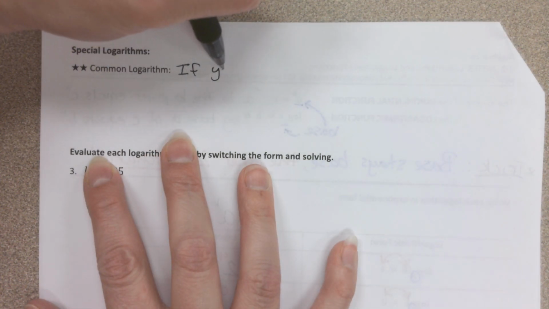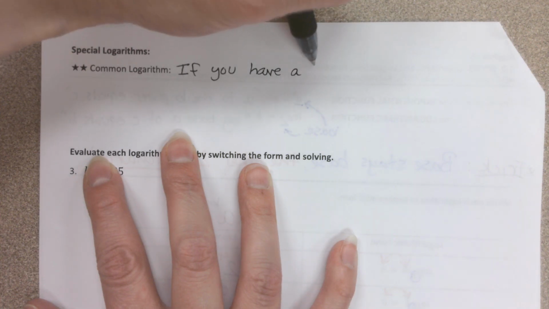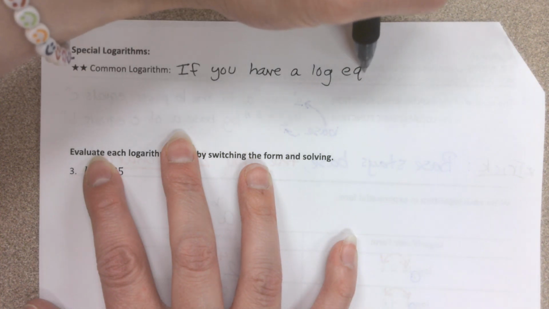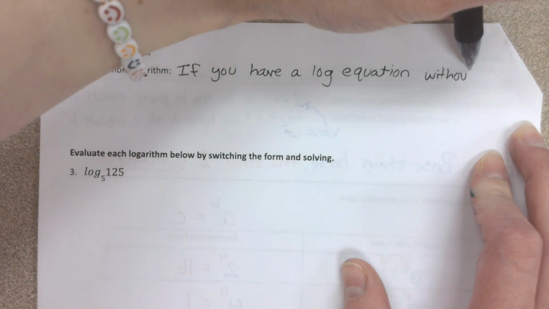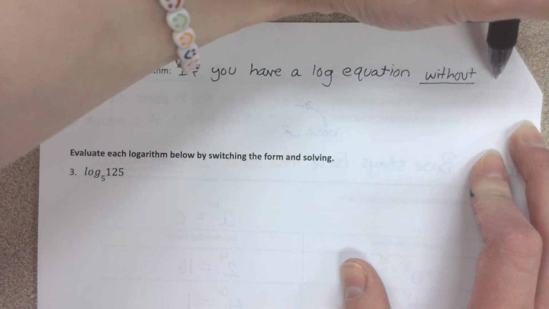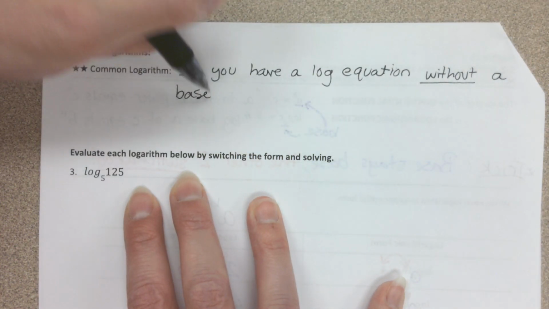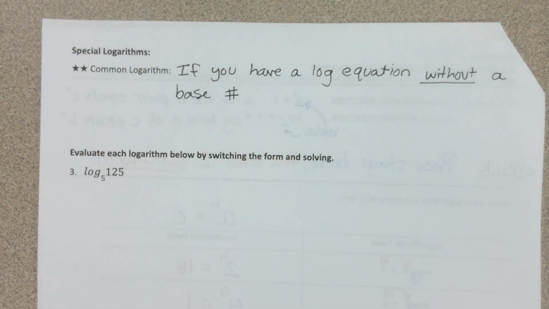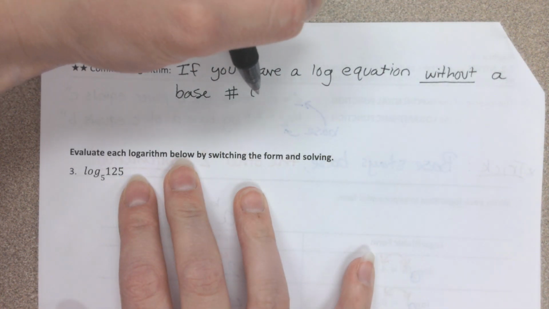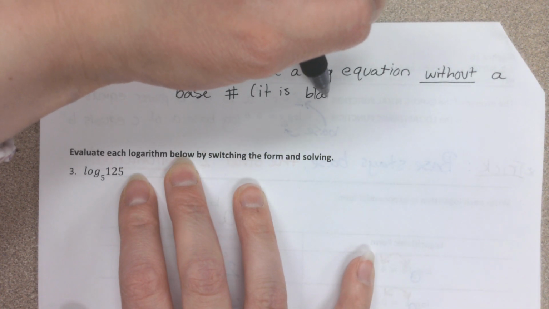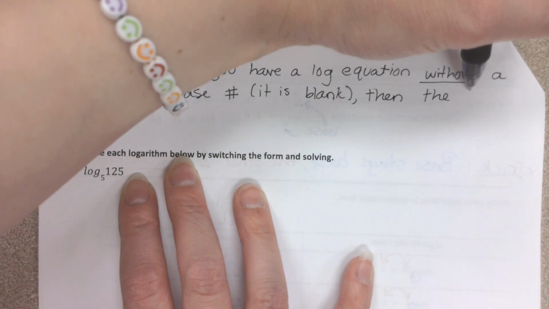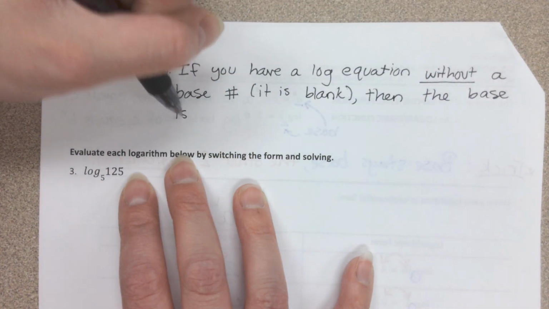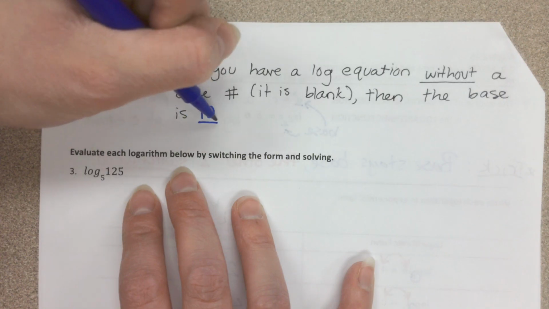If you have a log equation without a base number, now I'll just add a note here in parentheses, it is blank. Then the base is 10.